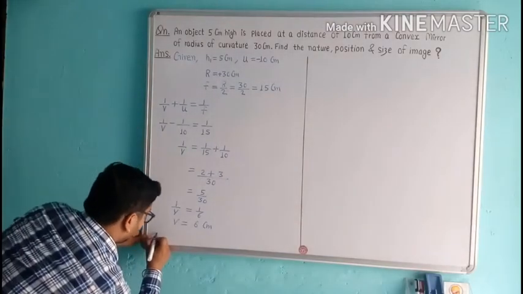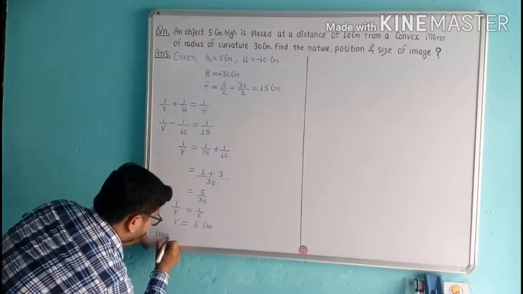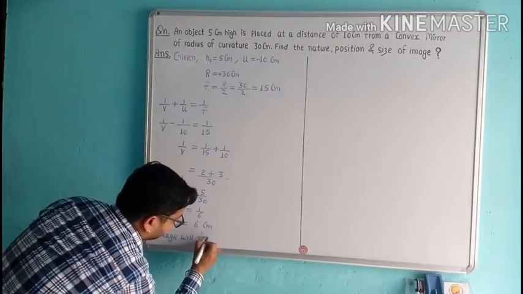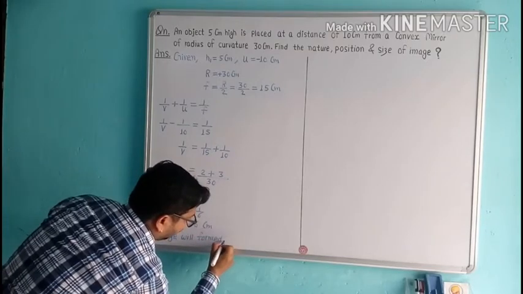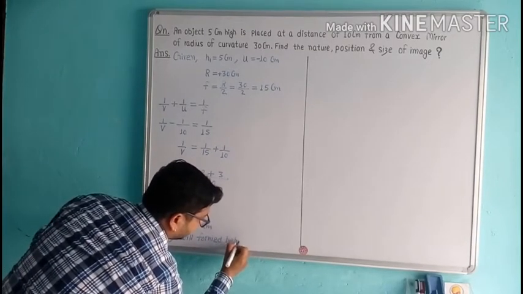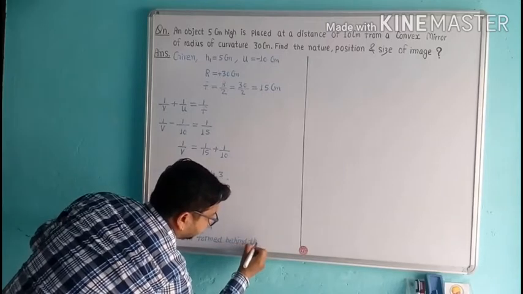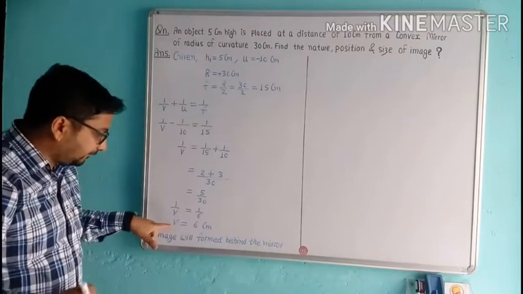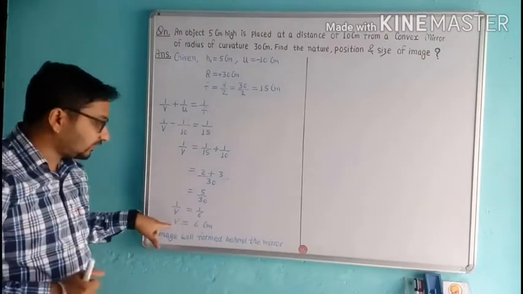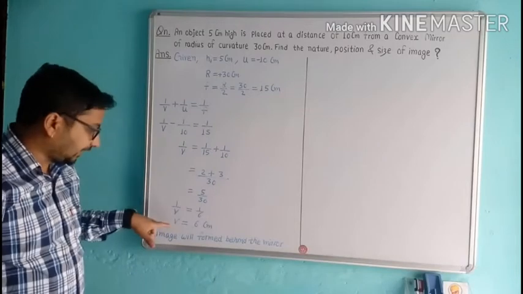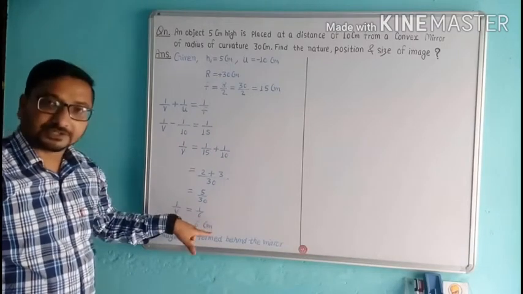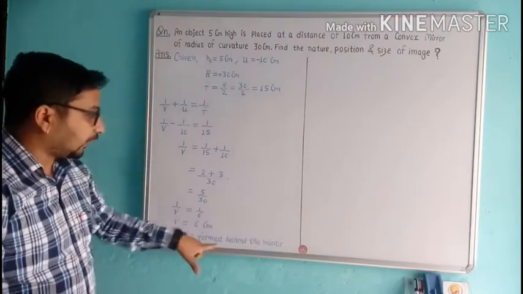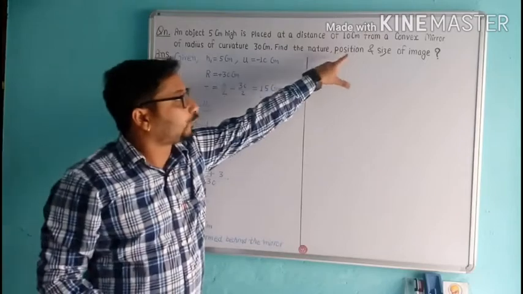Plus 6 means the image will form behind the mirror. If V comes minus 6, then the image will form in front of the mirror. But in this case, V is equal to plus 6 centimeter. That means the image will form behind the convex mirror. Now this is the position of the image.